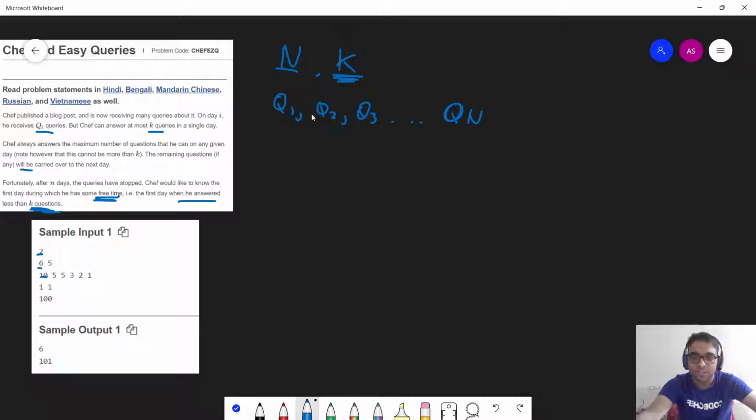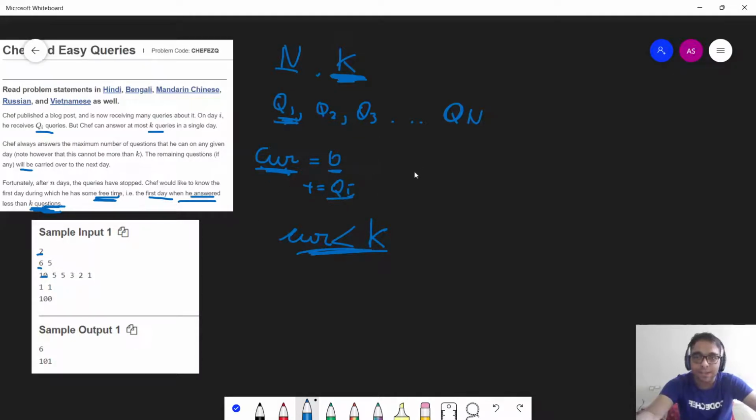What we can do is, as we iterate, we keep a counter. So let's say my current queries is initially 0. Then we go to Q1 and we add Q1 to our current queries. So we'll add Qi for any general i to our current queries. And then we know my k questions are going to be solved on a particular day. So out of my current present questions, I'll try to solve my k questions. And then if my current questions on that particular day is less than k, that means it satisfies this particular condition of the first day when he answered less than k questions.